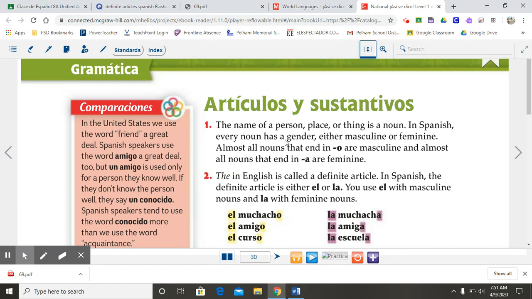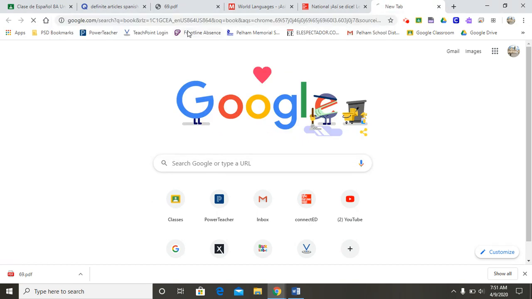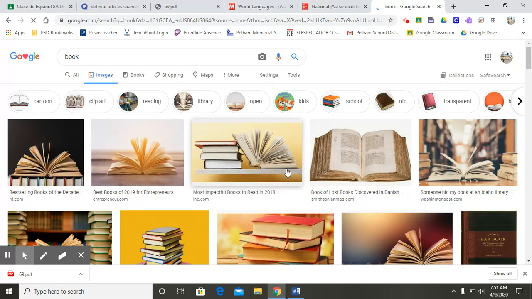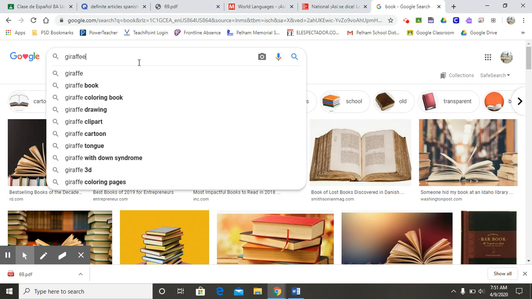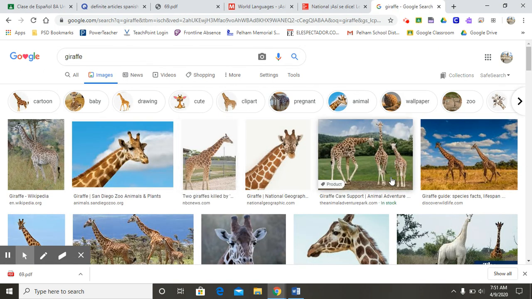For example, let's take a look at some objects here. This is a picture of a book, right? So in English, what do you call this object? The book, right? Okay, cool. The book. Oh, what do you call this animal? The giraffe, right? So you have an object, you have an animal so far, the giraffe, the book.